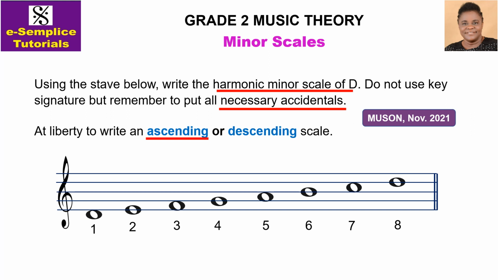D minor is the relative minor of F major. So the key signature accidental is B flat. So you locate B and add a flat to B.